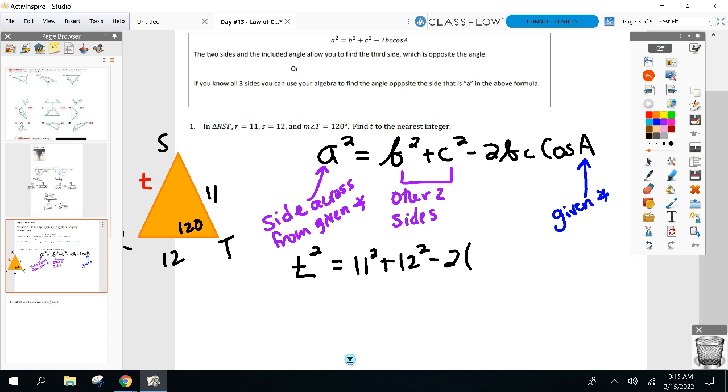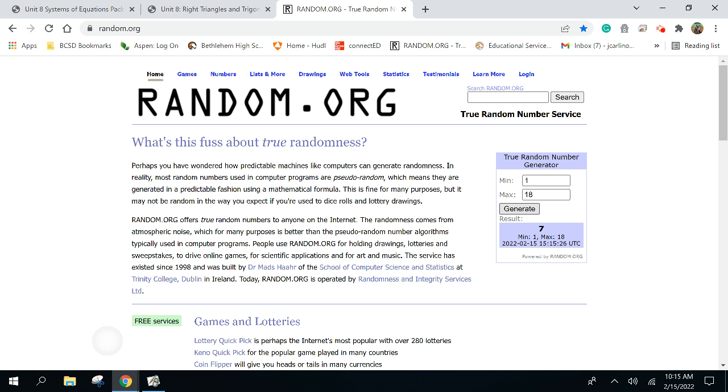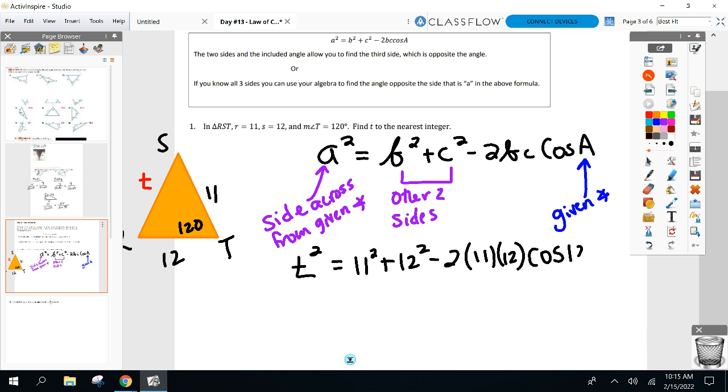Same things we put here. 11 and 12. The finale, cosine of my angle. What was the angle in the problem again? 120. So look, before I show you how to calculate it, look at everything we plugged in. Side across from the angle was T. Other two sides, 11 and 12. My angle, 120.